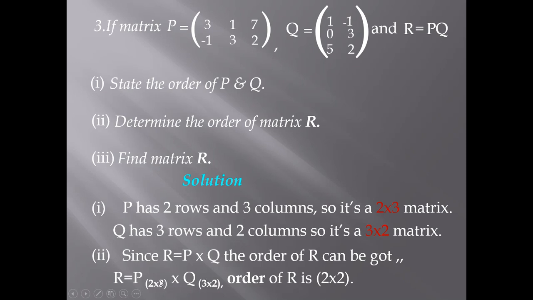P has 3 columns and Q has 3 rows, so P and Q can multiply. The 3 and the 3 are the same. We can multiply, meaning that the product will be of order this value, which is 2 by 2. So R will be a 2 by 2 matrix, derived from this: since the columns of P are equal to the rows of Q, R will be a 2 by 2 matrix.